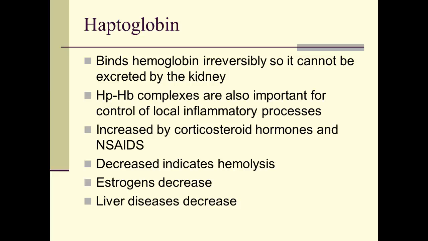Next one is haptoglobin. This one binds hemoglobin irreversibly, so it cannot be excreted by the kidneys. Haptoglobin hemoglobin complexes are also important for the control of local inflammatory processes. It's increased by corticosteroid hormones and NSAIDs, which are like ibuprofen. A decrease indicates intravascular hemolysis is going on. Estrogens can decrease it, and liver disease can decrease it as well. But its claim to fame is carrying hemoglobin.